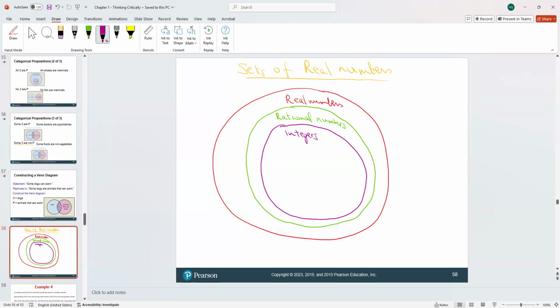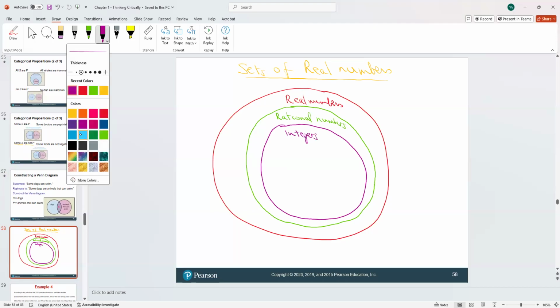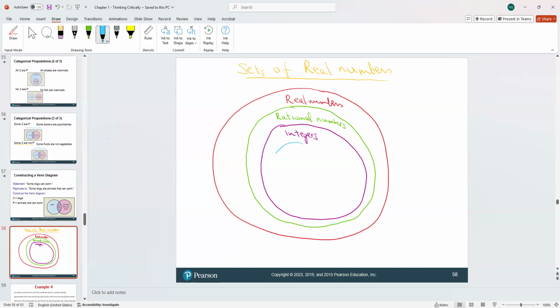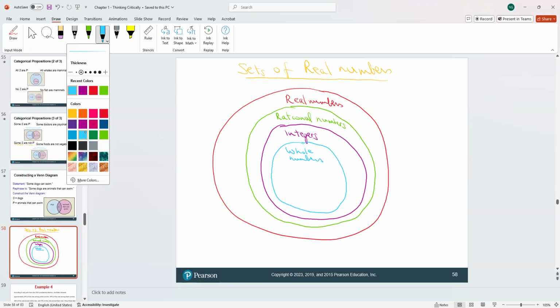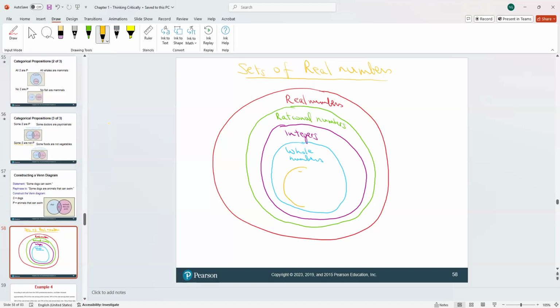Just to show you the importance of these subsets, right? Let's go after integers. Yes, you have whole numbers. Integers are all numbers, positive and negative, but no decimals, no fractions. But whole numbers, remember, are numbers that are all positive, including one. Then the last one you're going to have is the natural numbers, right? Natural numbers.